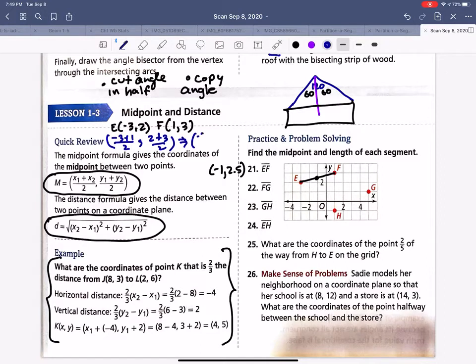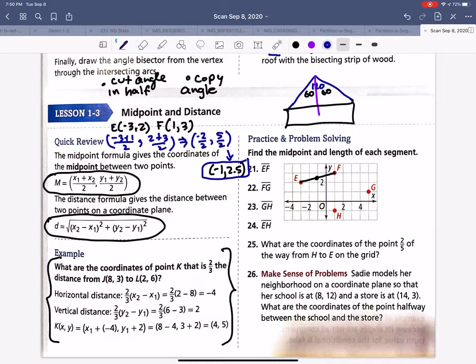So we get -2/2 and 5/2. Aha, that is our answer. So I feel confident that's my answer. -2/2 is -1, and 5/2 is the same as 2.5.